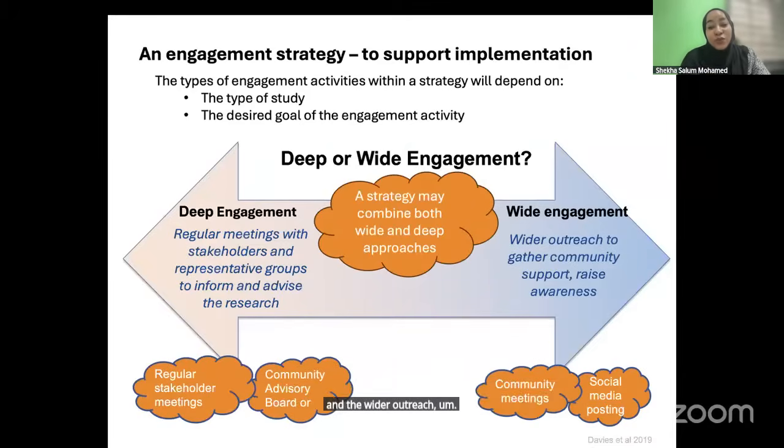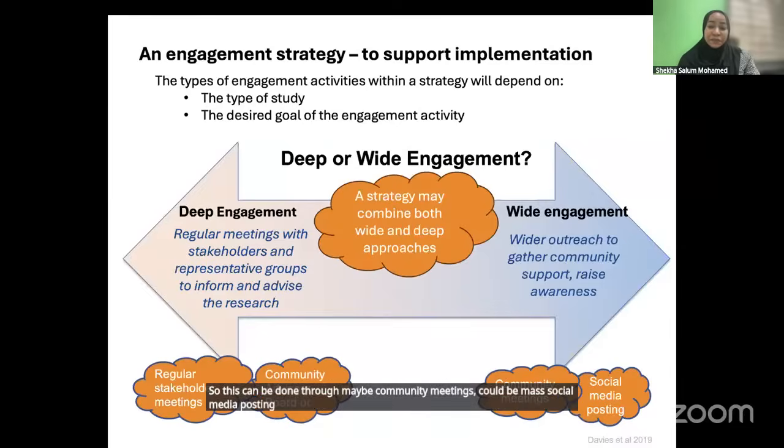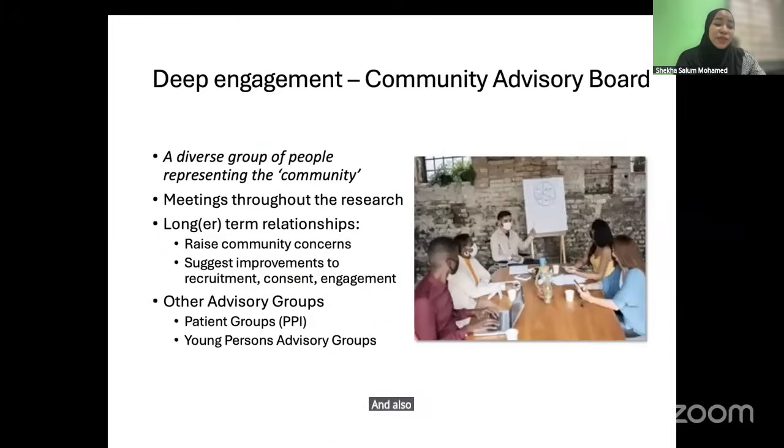Also, this might be balanced between the engagement activities and the wider outreach. For example, to raise the community awareness about a certain study, or maybe community awareness about a particular disease. This can be done through community meetings, or mass social media posting, and also the deep engagement. The common approach to deep engagement is the community advisory board.